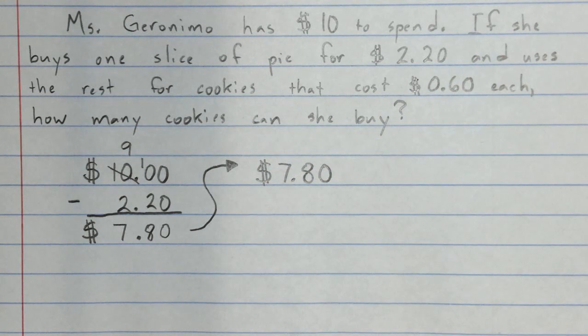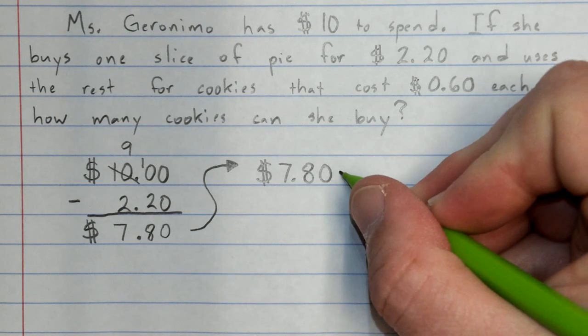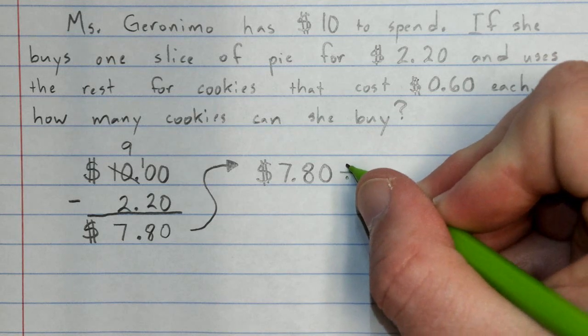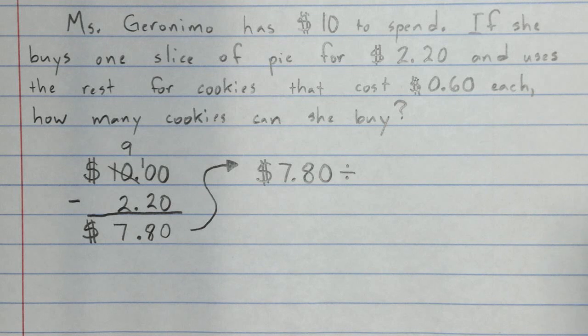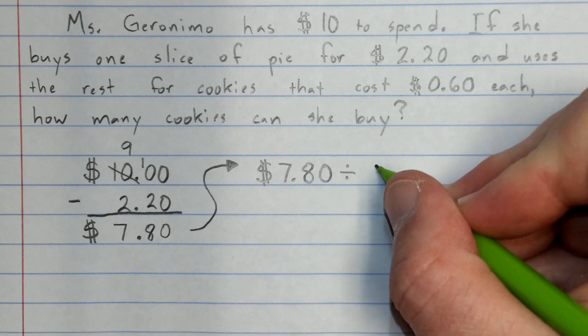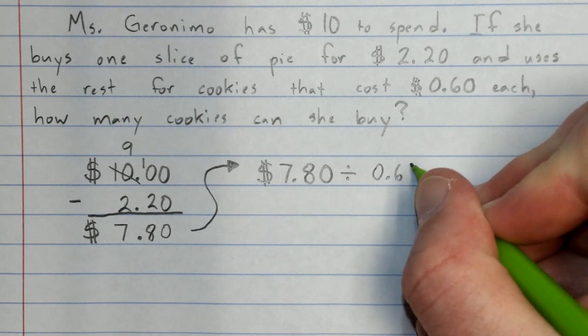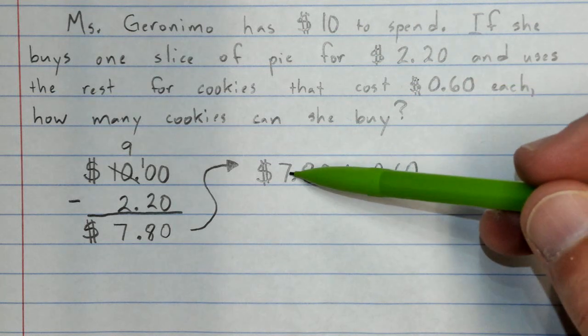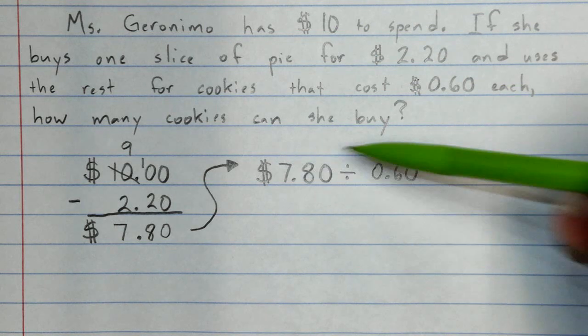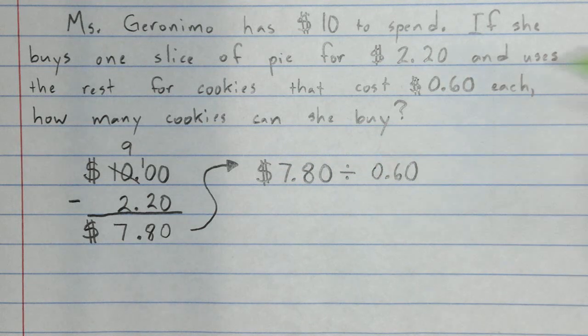Well, if each cookie is 60 cents, then I'm going to take the $7.80 and I am going to divide it. I'm going to split it up into basically piles of 60 cents. How many groups of 60 cents can I make? That'll tell me how many cookies I can get. Or, again, Miss Geronimo, I don't get cookies. $7.80, 7 and 80 hundredths, divided by 60 thousandths.